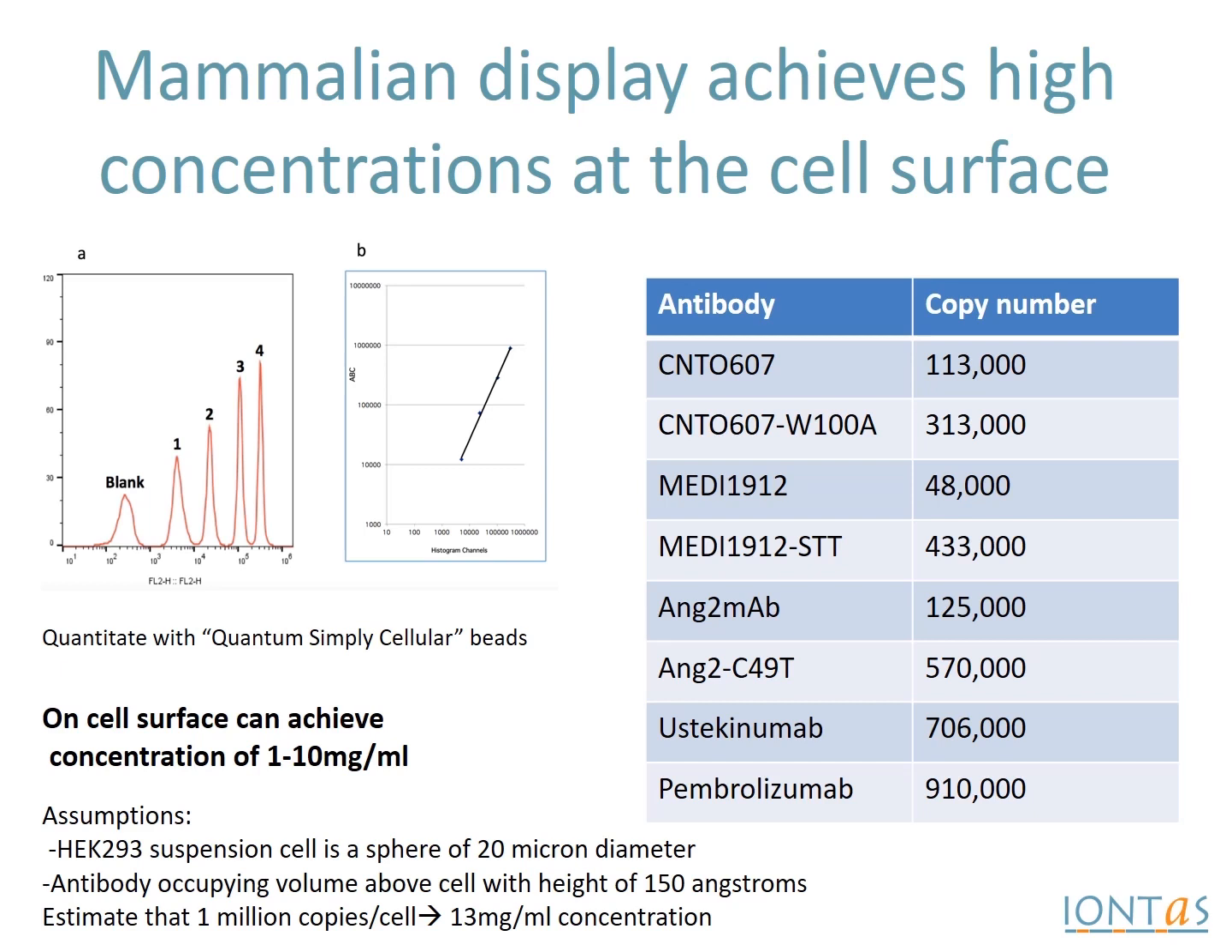Using these numbers, we've actually calculated the concentration approaching 13 milligrams per mL is achieved on the cell surface for an antibody expressed at 1 million copies per cell. So this is in fact above and beyond the concentration where antibodies with liabilities end up precipitating, and so we believe the system is working by exposing antibodies to a relatively high concentration, and any antibodies with issues will manifest as low presentation levels.